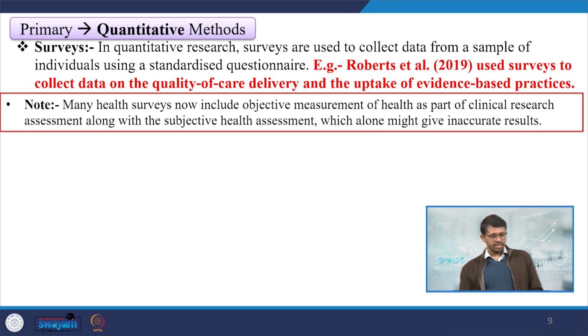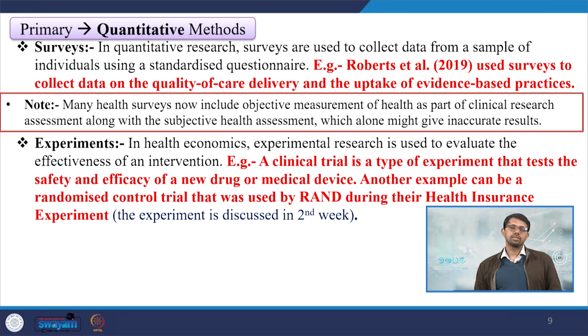To note that many health surveys now include objective measurement of health as part of clinical research assessment along with the subjective health assessment, which alone might give inaccurate results.